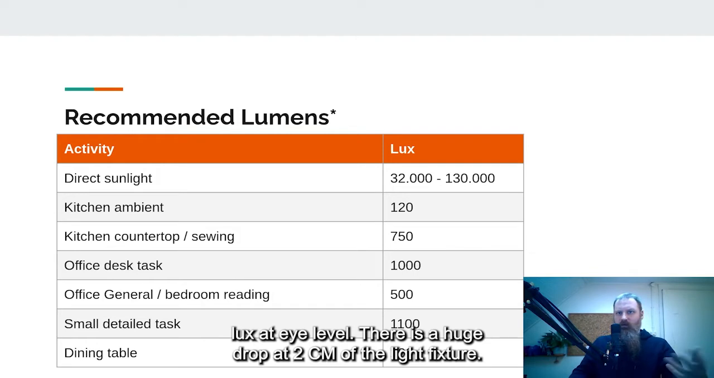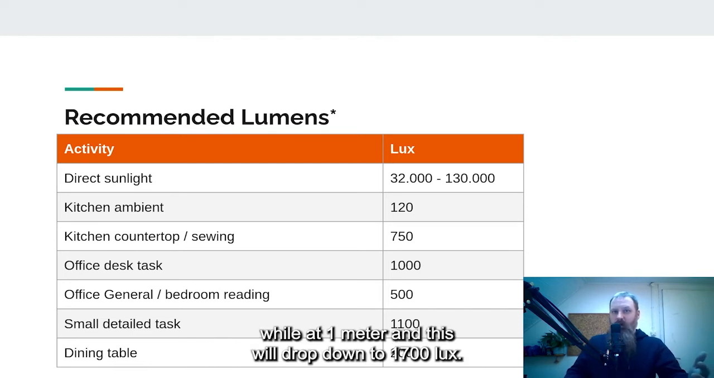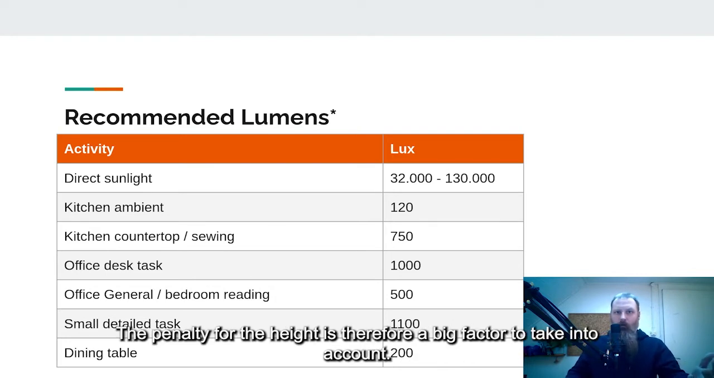There is a huge drop at 2 centimeters of the light fixture. I'm getting readings of about 10,000 lux, while at 1 meter this will drop down to 1700 lux. The penalty for the height is therefore a big factor to take into account.